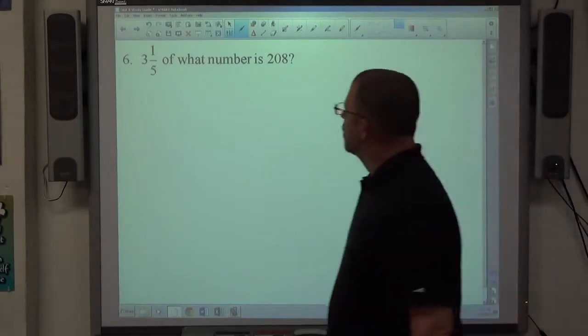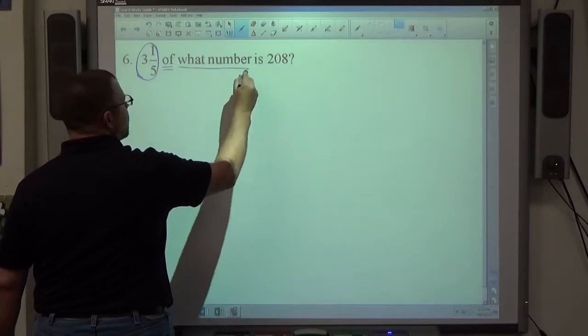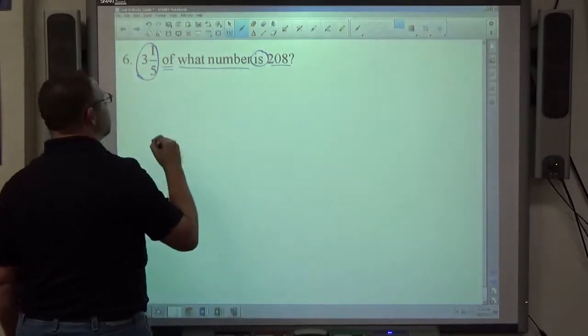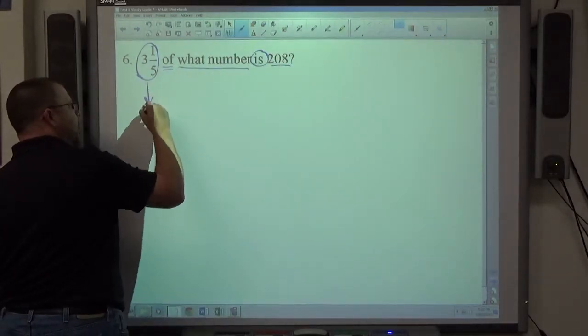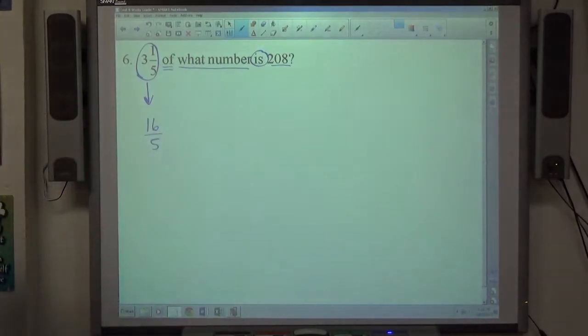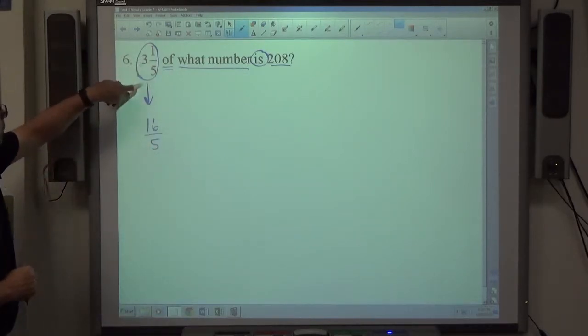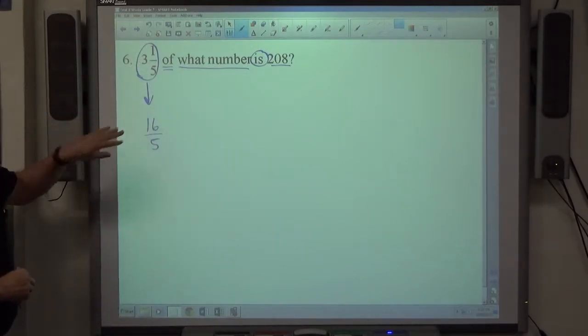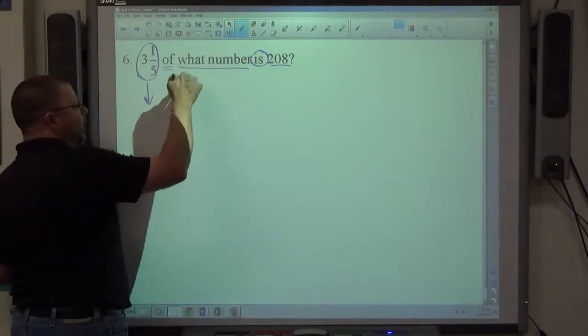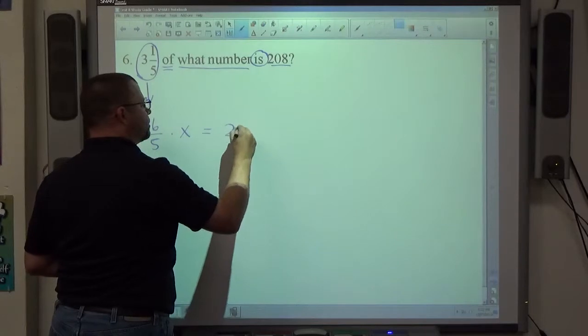Number 6, fraction of something is something. So 3 1/5, what I would do is I'd write that as 16/5. I don't like to deal with mixed numbers in algebra, so as soon as I see a mixed number, I'm going to change it to improper fraction form. 3 1/5 is exactly the same as 16/5. This is the better form. Of what number? That's times x is 208.